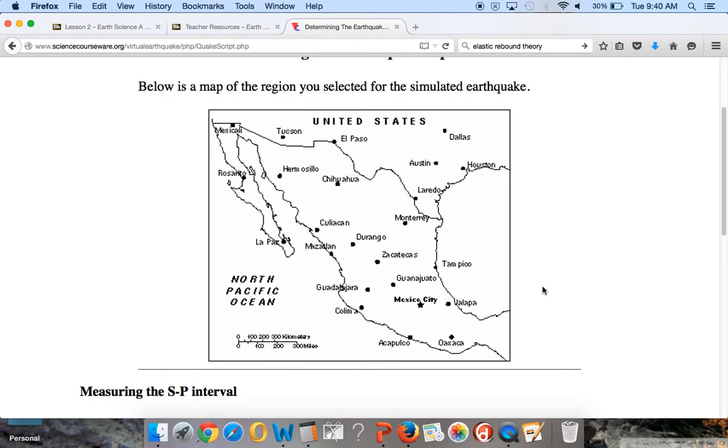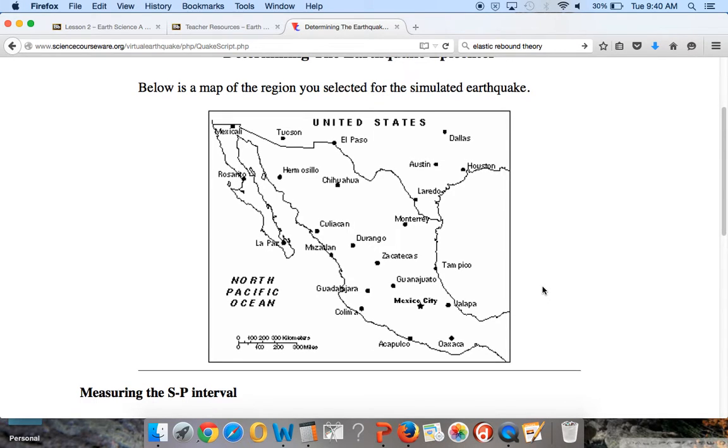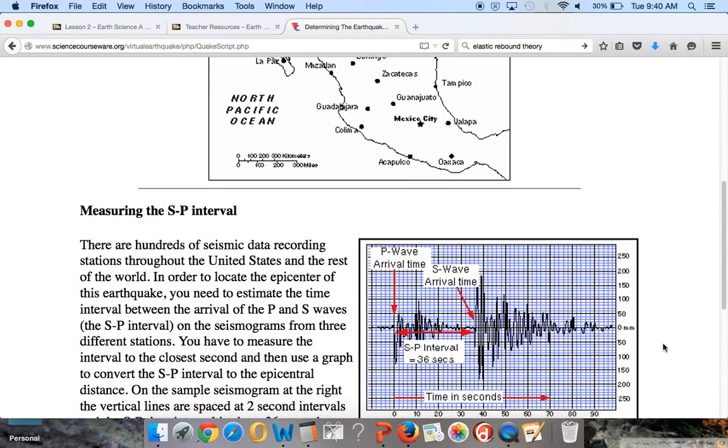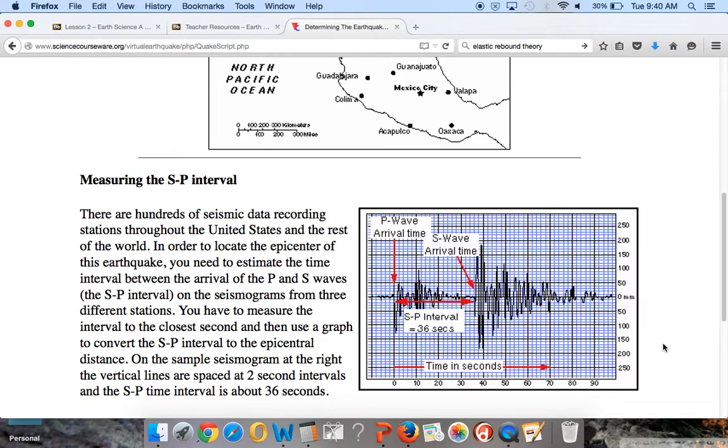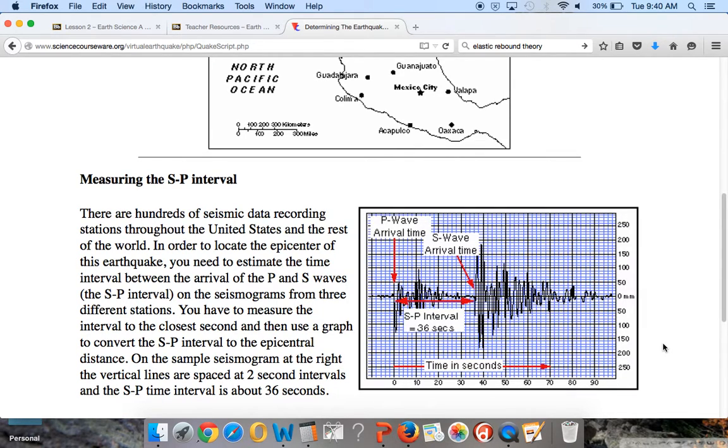We've got 3 different locations, and we need to determine where in Mexico this earthquake has happened. The first thing you need to do is look at the S and P intervals. You learned about S and P waves in the previous chapter. P waves travel faster and can go through solids, liquids, and gases. The S wave travels more slowly, and it can only travel through solids, not liquids. However, if we can determine how much longer it takes for an S wave to arrive at a seismograph station, then we can figure out how far away the earthquake is.